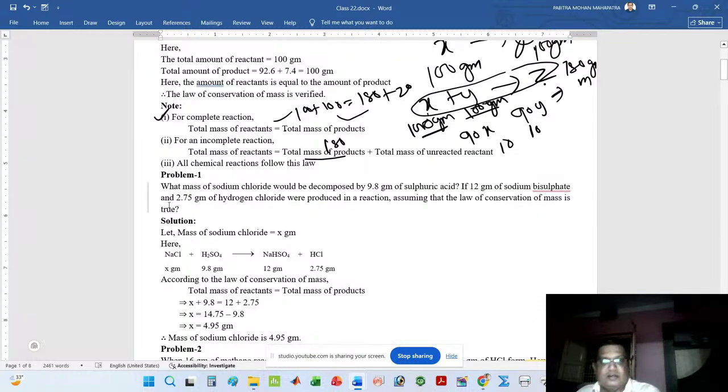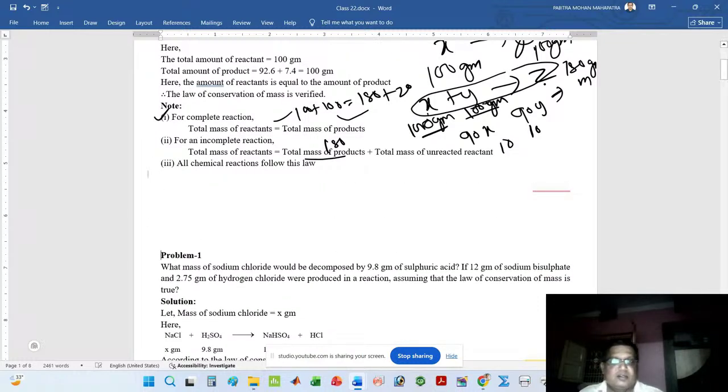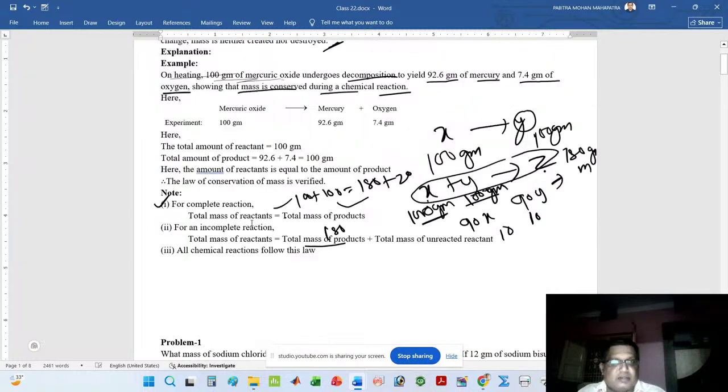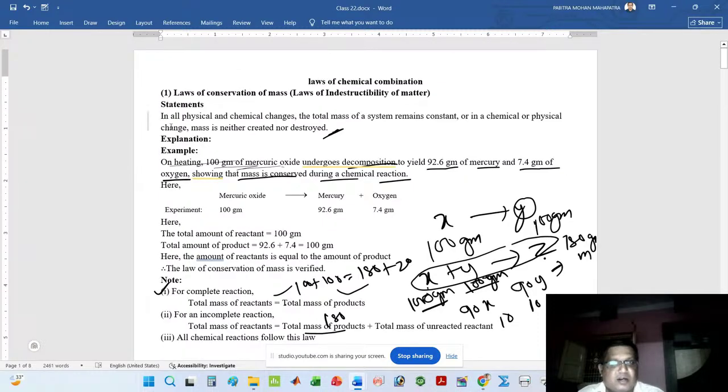So here we can say that again. I want to repeat this. What is the statement? In all physical and chemical change, the total mass of the system remains constant. Look at that here. The total mass of the reactant remains constant. Here the total mass of the product also remains constant. Or in a chemical or physical change, mass is neither created nor destroyed.